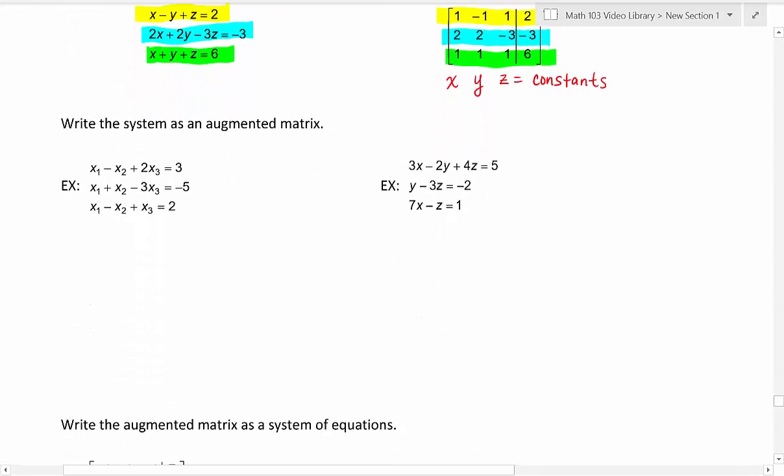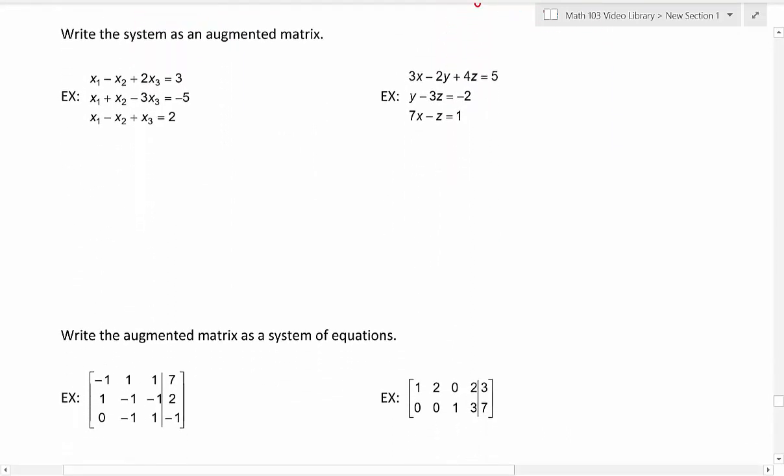We need to practice going from systems of equations to augmented matrices and back. So let's write each system as an augmented matrix. Since there are 3 equations, our augmented matrix is going to have 3 rows to it. You'll notice in this example, the variables are x1, x sub 2, and x sub 3. These are distinct variables, so sometimes this notation is used instead of using different variables like x, y, and z.